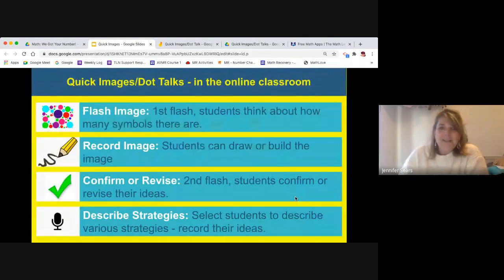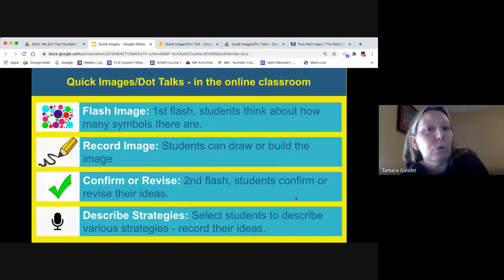I'm going to have Tammy get started now, and she's going to introduce how to do quick images or dot talks in our online classroom. So today what I'm going to demo is a quick image. It's very similar to a dot talk, except you're flashing it at them versus the whole time being visible. During the first flash, students will think about how many symbols there are. The two examples I'm going to do with you today are with dots, but it could be any type of symbol.